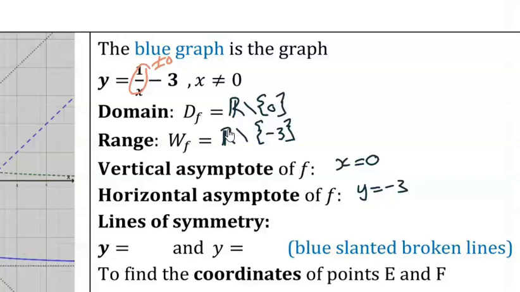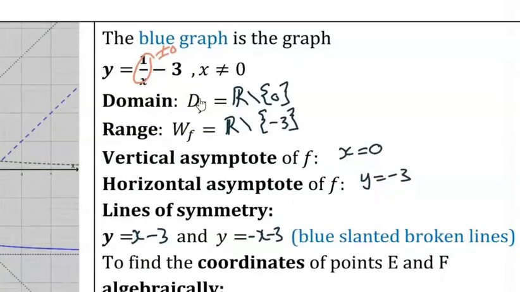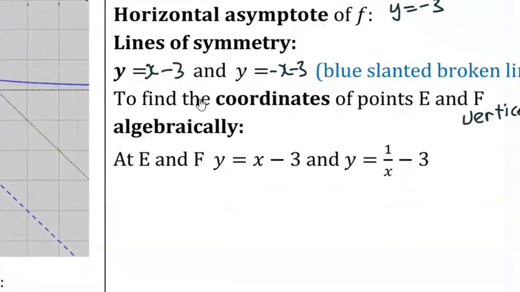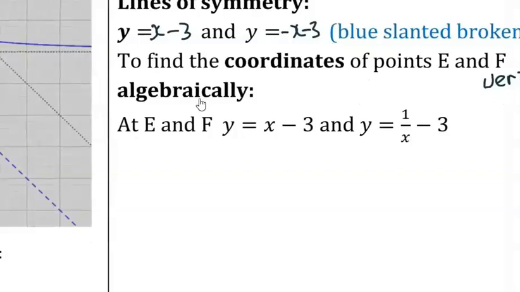The lines of symmetry: we will take y equal to x, whatever is there, the x there, and then we subtract the 3. And minus x as the symmetry of the normal one, minus x, and we subtract this 3. So algebraically, if we want to find the coordinates of the vertices, then we must solve y equal to x minus 3 and 1 over x minus 3 simultaneously.